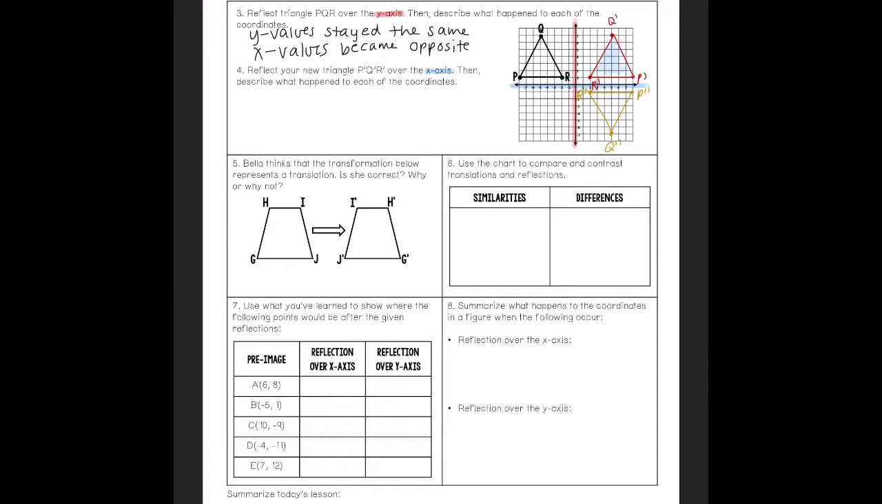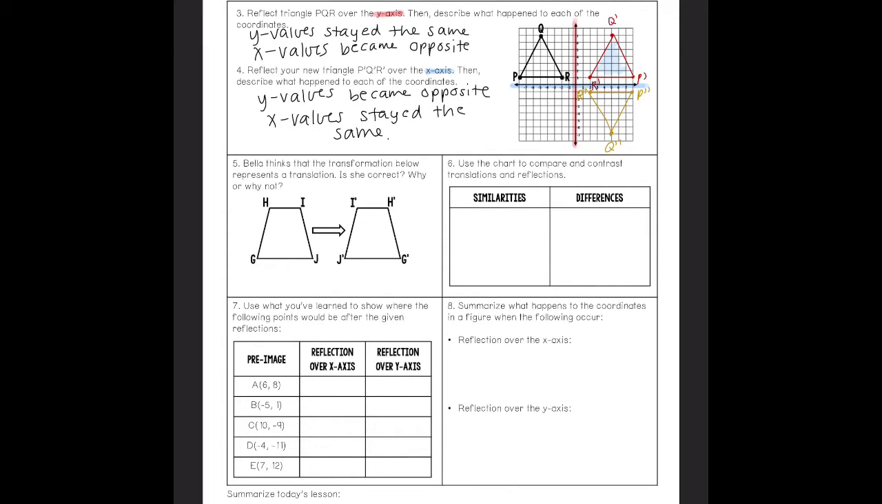So my y values became opposite this time. And the x values stayed the same this time. This makes sense, right? With our last 2 examples, when we did a reflection over the x-axis, we took the opposite of the y values.